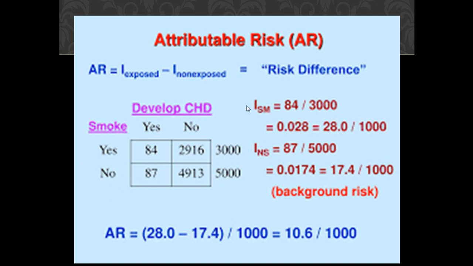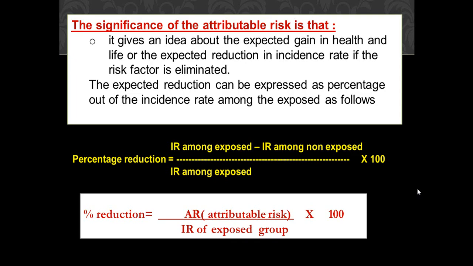So we have to calculate the incidence rate for those who develop cardiac diseases among smokers. It was 28 per 1,000. And the incidence rate among non-smokers who develop cardiac diseases was 17.4. So the attributable risk, as we said, is the difference between the incidence rate of cardiac disease among the smokers minus the incidence among non-smokers, and it was 10.6 per 1,000. This is the attributable risk.